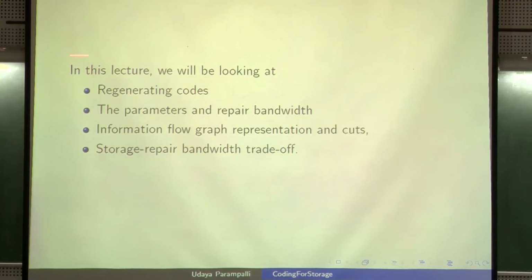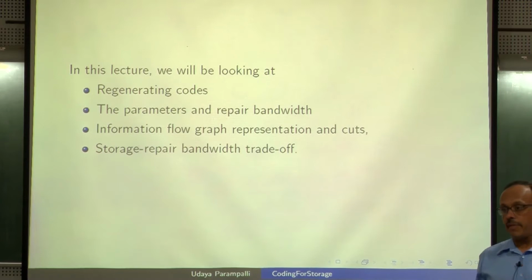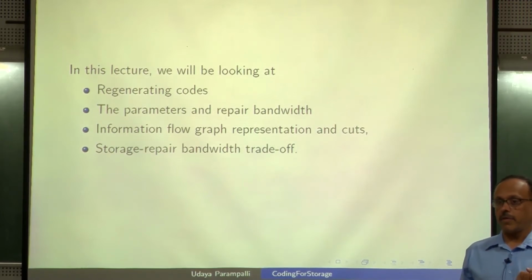And the parameters and the concept of a repair bandwidth. When a node fails, the nodes are able to talk to the surviving nodes and repair themselves. That comes with a proof: the information flow graph representation and cuts. That tells you, when it is repaired, what the optimality of that process is.